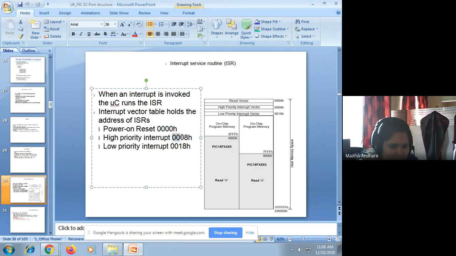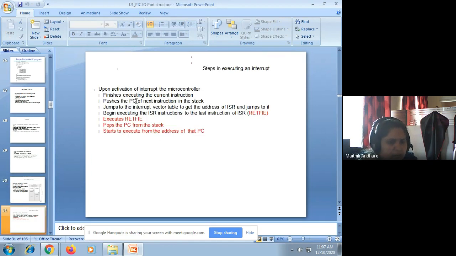So the address of this will be 008h location, and low priority 0018 location. That is given in the diagram. So only these three interrupts are there, and the vector addresses are associated with these three interrupts. Okay, then all of you know, when the interrupt occurs, what should be the steps the microcontroller follows? They are the same as that of your 8051 microcontroller.